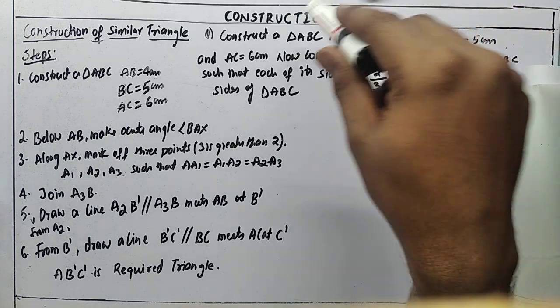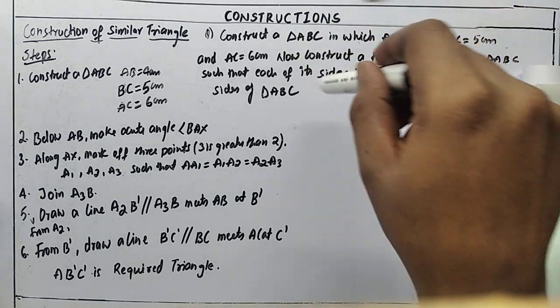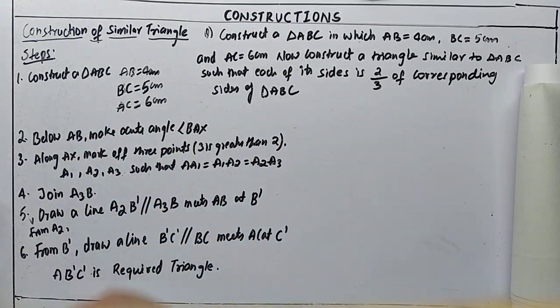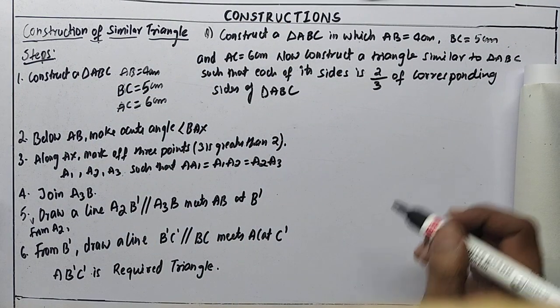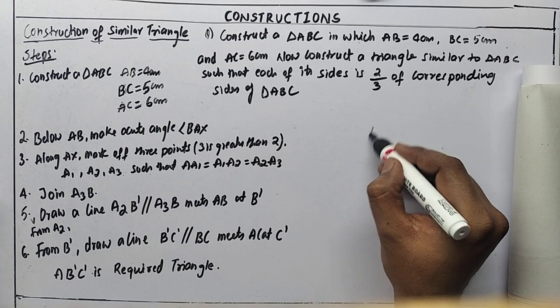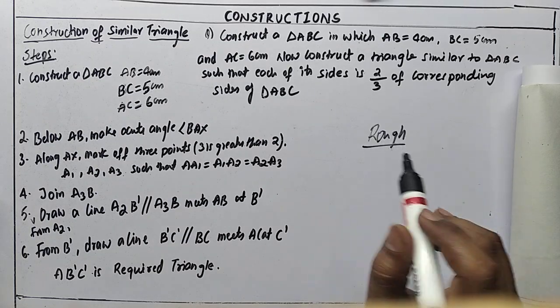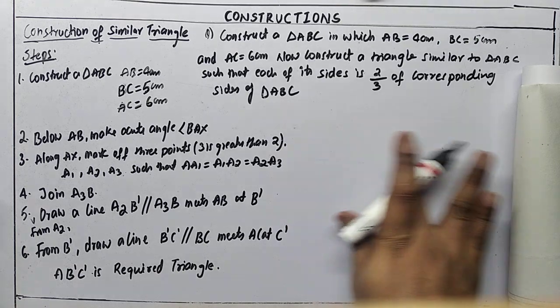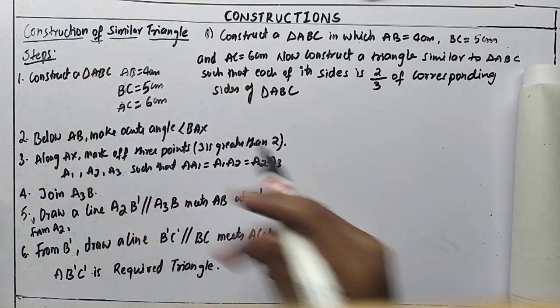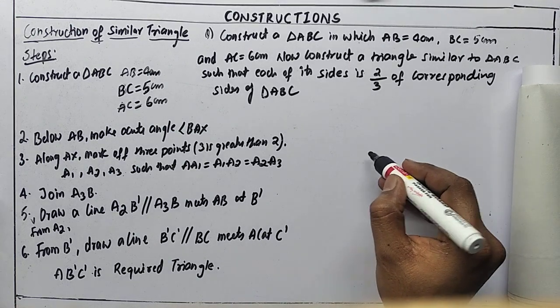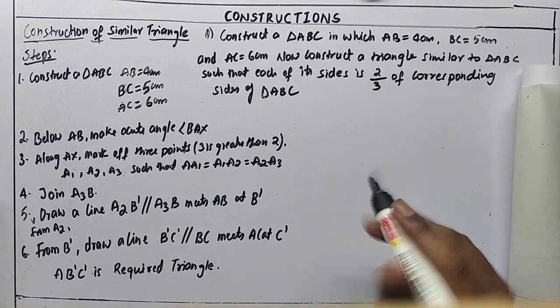That means the first step is to draw a triangle. We will see it step by step. First let's draw a rough diagram step by step. I will show you the thing on paper with the help of compass and pencil. The first step is you have to construct a triangle ABC where 3 dimensions are given. It is very easy. You have learned in the 8th class how to draw a triangle when 3 sides are given.